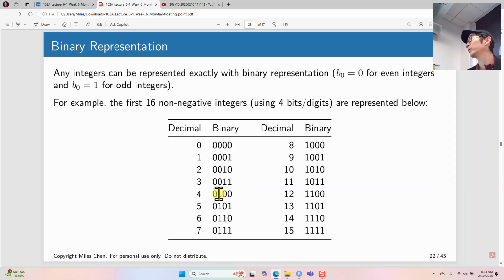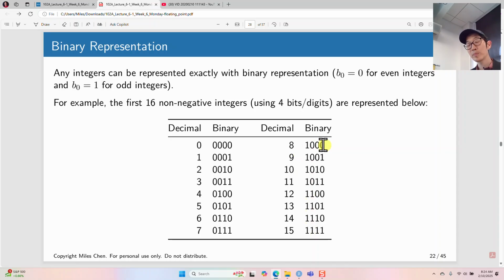4 is going to be 1, 0, 0. 5 is going to be a 4 and a 1, so 1, 0, 1. 6 is 1, 1, 0, so a 4 and a 2 and a 0. And 7 is 1, 1, 1, so 4 plus 2 plus 1 makes 7. And then the whole process repeats, except this leading digit gets replaced: we replace the leading 0 with a 1. And so this is going to be the exact same pattern.